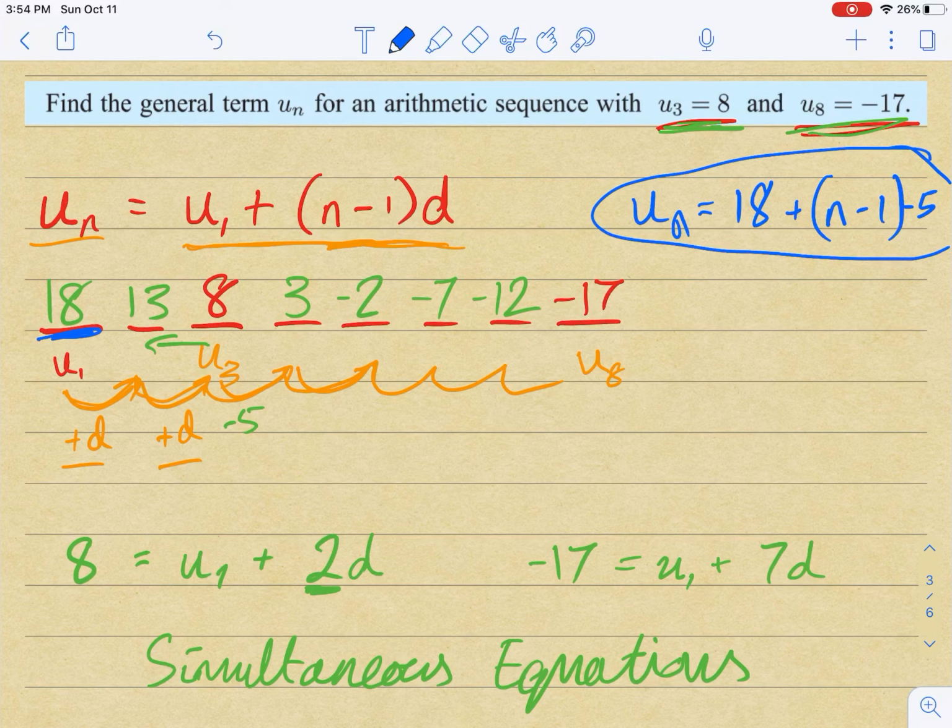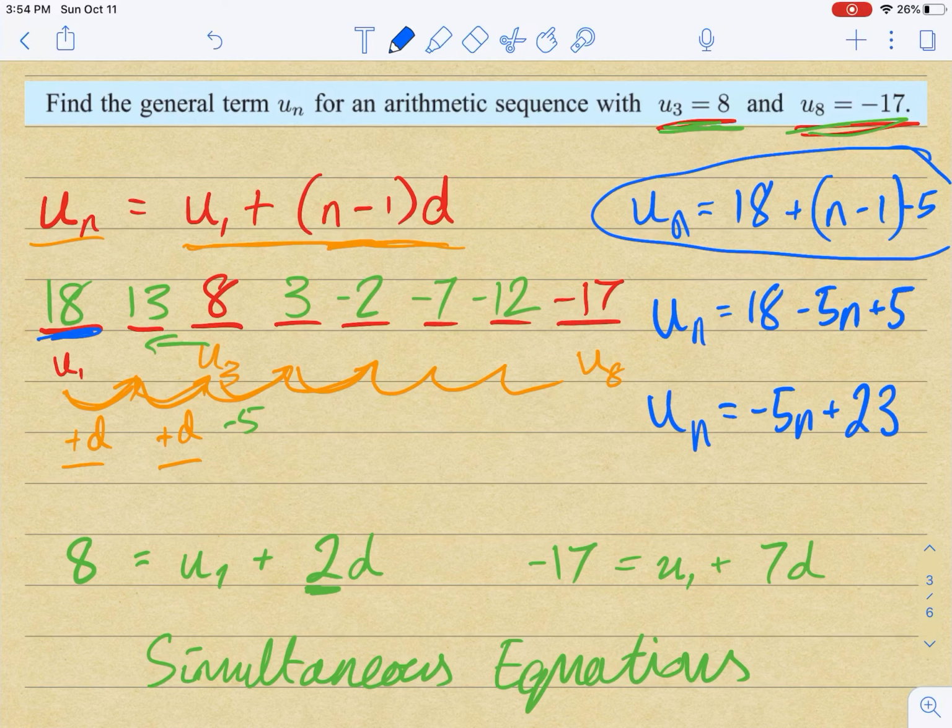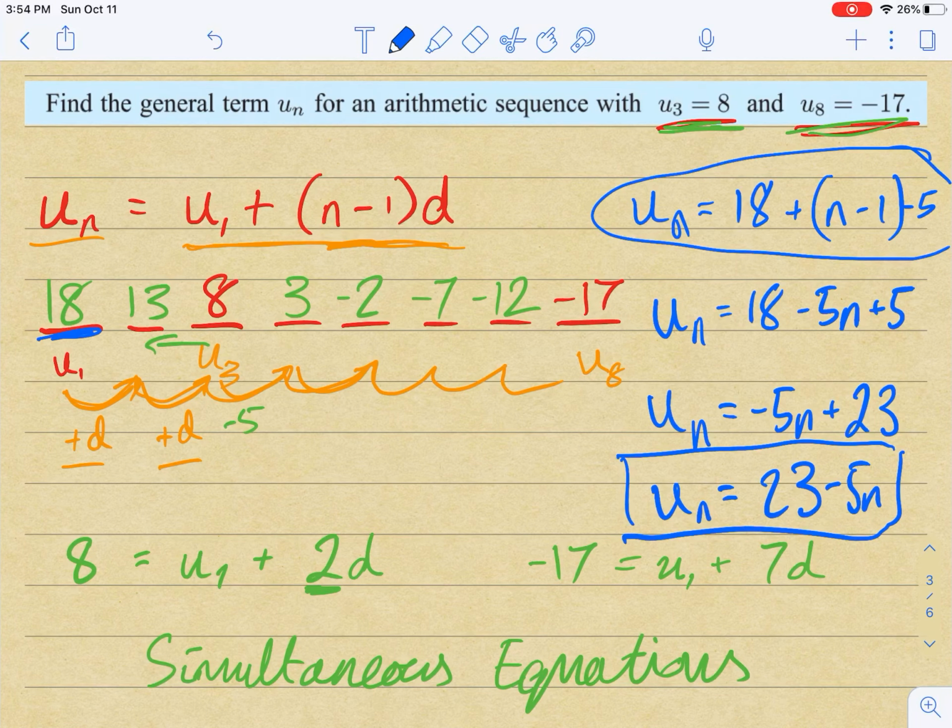I could tidy that up a little, I suppose. un equals 18 plus, well, n times minus 5, that's minus 5n. Minus 1 times minus 5 is plus 5. And so un equals negative 5n plus 23. Or 23 minus 5n if you prefer. All good. And that's the end. I think this is my favourite. There's the answer.